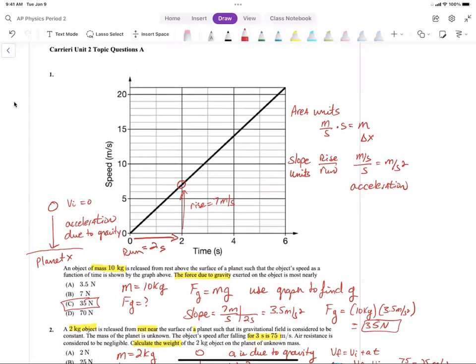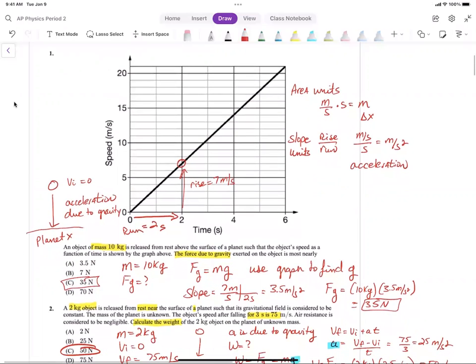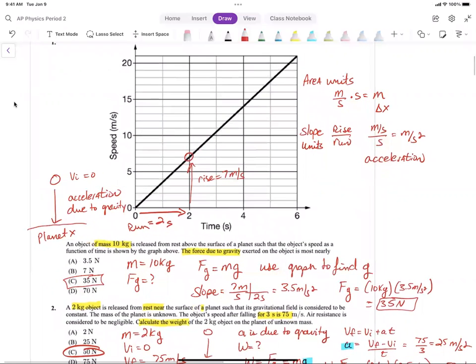So this first one has a graph that shows speed versus time, and we read the problem, and it says an object of mass 10 kilograms is released from rest above the surface of a planet such that the object's speed as a function of time is shown in the graph above. And then the question is, the force due to gravity exerted on the object is most nearly, and you have to calculate it. So we need to know the force of gravity on the planet.